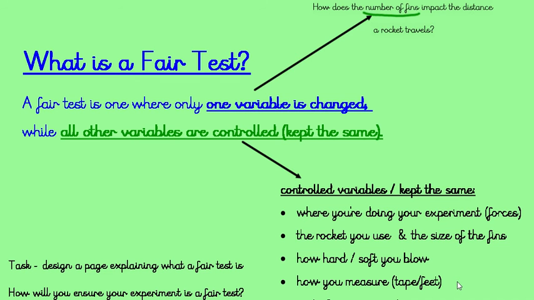So this brings us on to your first activity for today. In your book or on a piece of paper, you're going to design a page which explains what a fair test is. And then you're going to explain how you will ensure your experiment is a fair test. You can use this video to help you. Don't forget that you can also include drawings and examples. It doesn't have to all be writing.